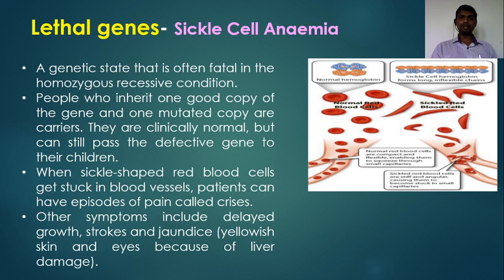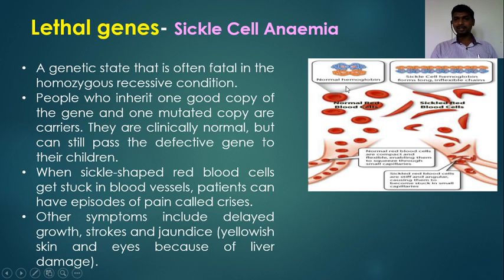People who inherit one good copy of the gene and one mutated copy are carriers. They are clinically normal but can still pass the defective gene to their children. So the heterozygous condition is not harmful to the individual. When sickle shaped red blood cells get stuck in the blood vessels, patients can have episodes of pain called crisis.